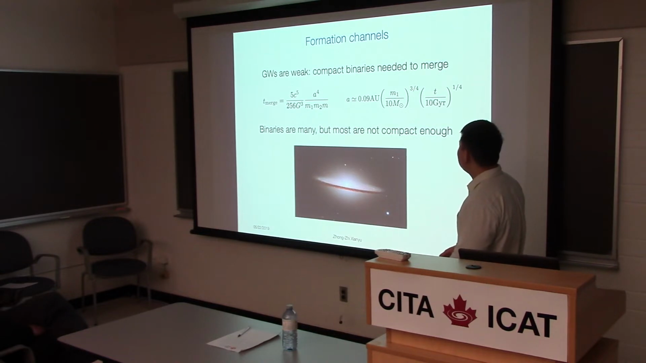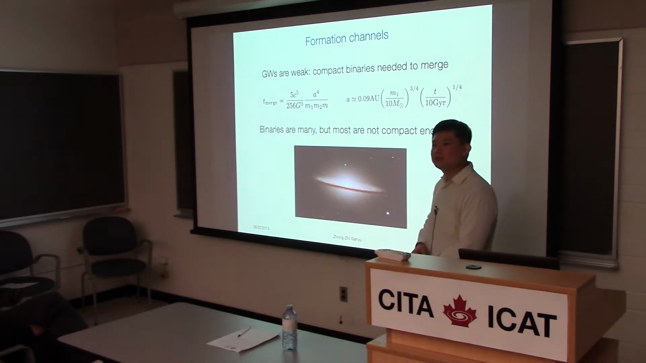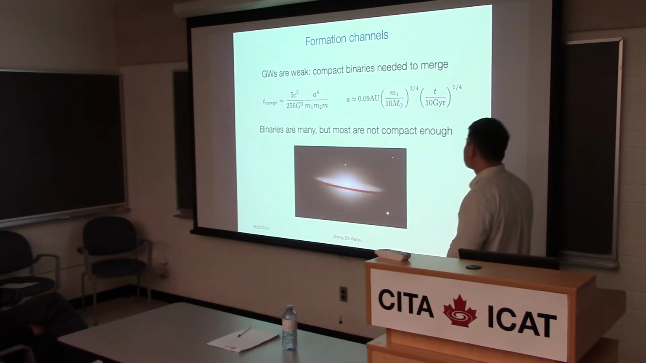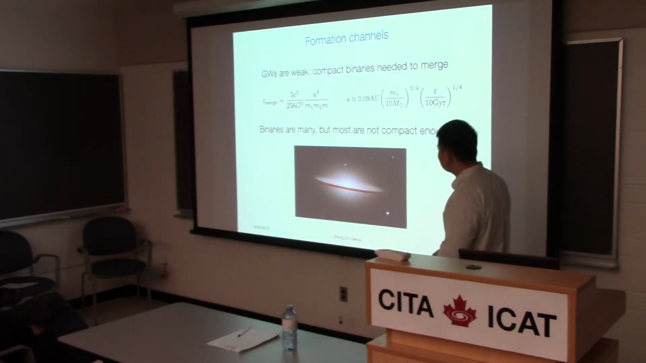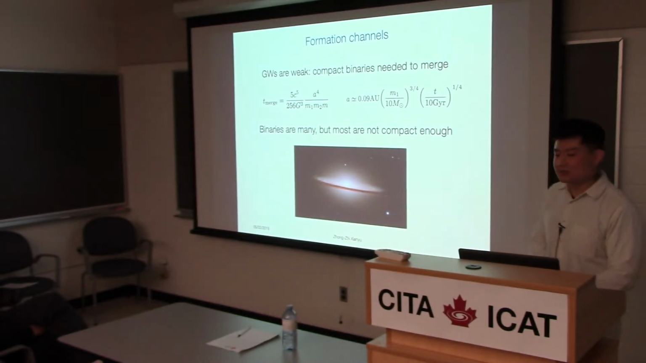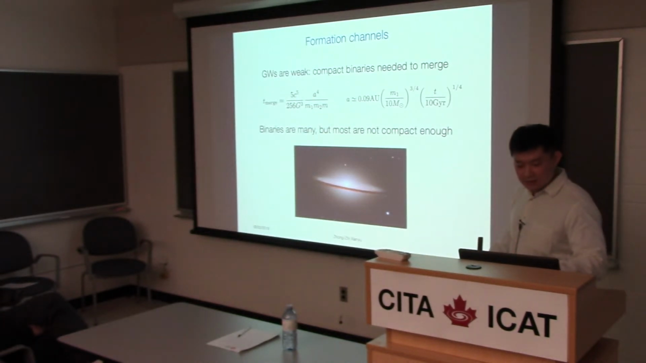The question is, how can you put two black holes at such a small distance? This is a super tiny distance compared with the size of a typical giant star, for example. So how can this be done? We know that there are a lot of binaries, and the question is, how will you make them compact?